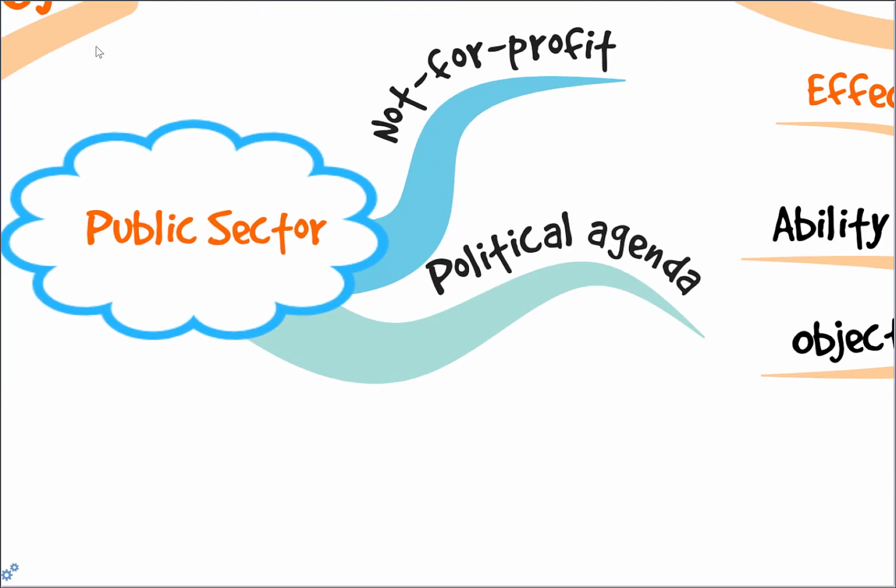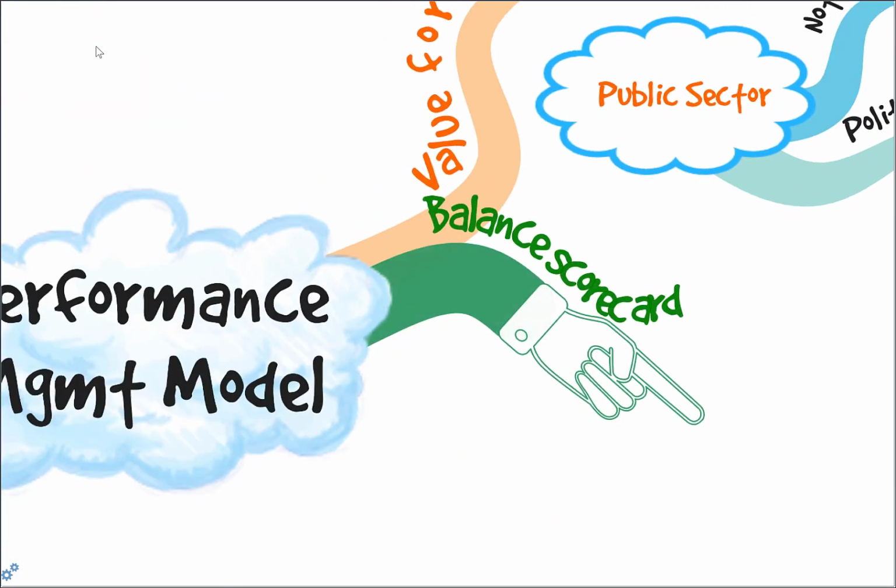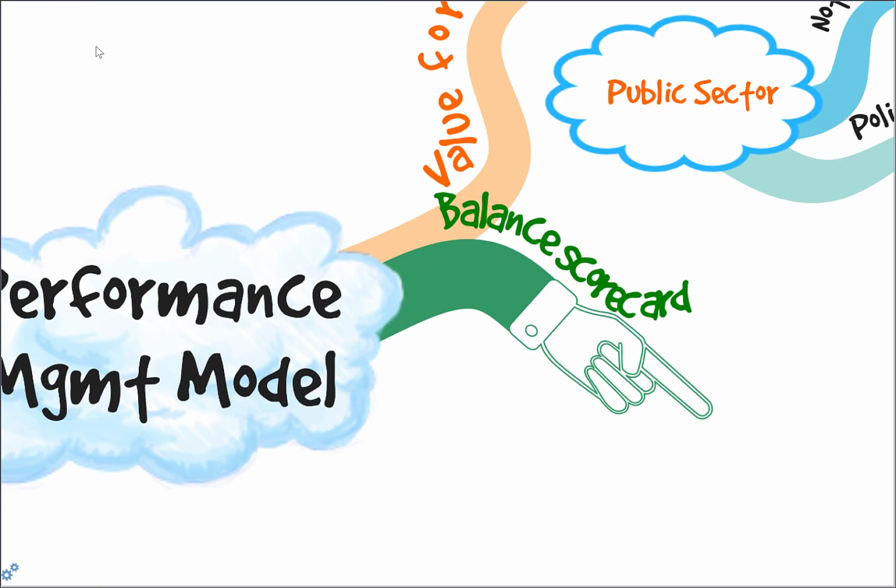sector does have additional issues such as political agenda. So the majority of the time, actions or activities undertaken by the public sector have some political agenda. Basically, the use of the 3E is still applicable in this case. So that is the first model we have, value for money. Now, moving on further, we have the balanced scorecard.